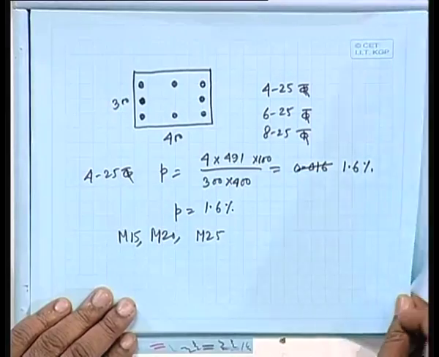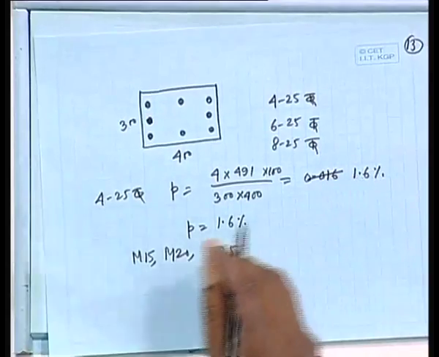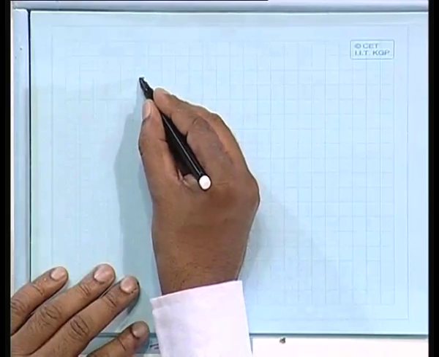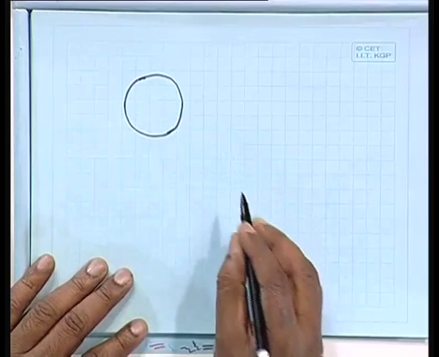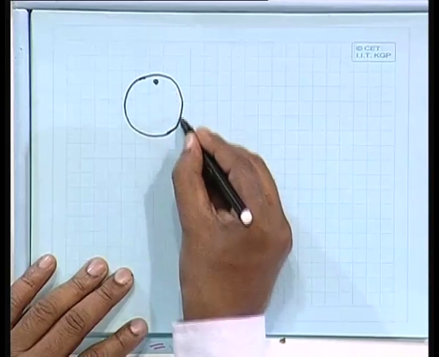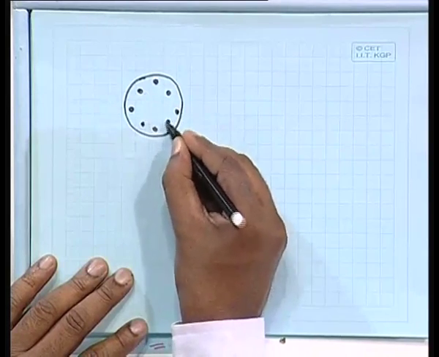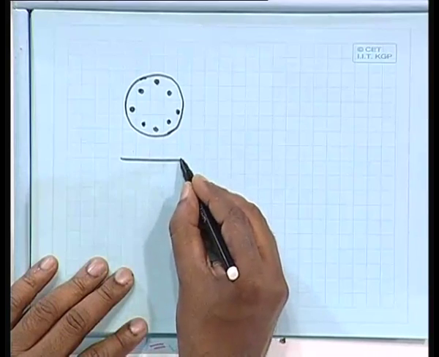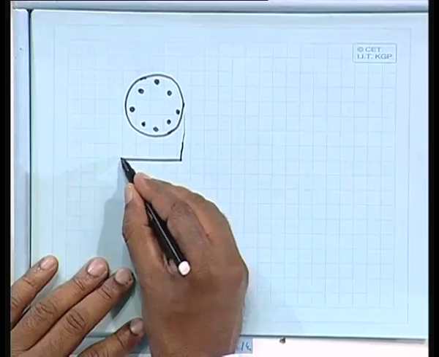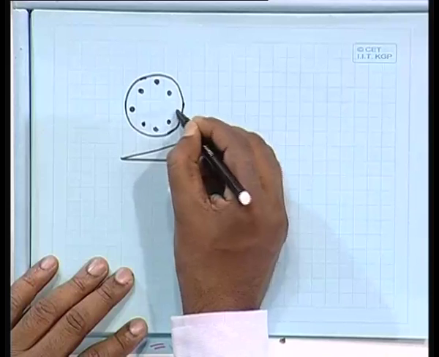Not only that, what we do, we can do it for circular column also. How do we do the circular column? The same fashion you have to do it, that means the maximum compression side, and this is your maximum compression side, say. How shall we get this one?